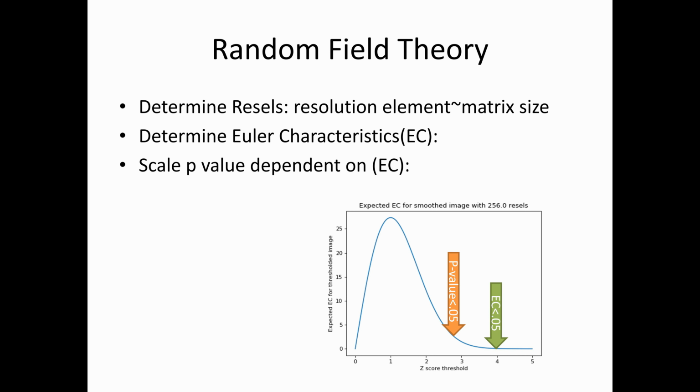Now you start going, okay, your average blobs that you're getting in a given set of data should only be above a 0.05 level. So you shift your p-value so that the Euler characteristics of your noise data is not giving you a much higher rate of output than is reasonable.